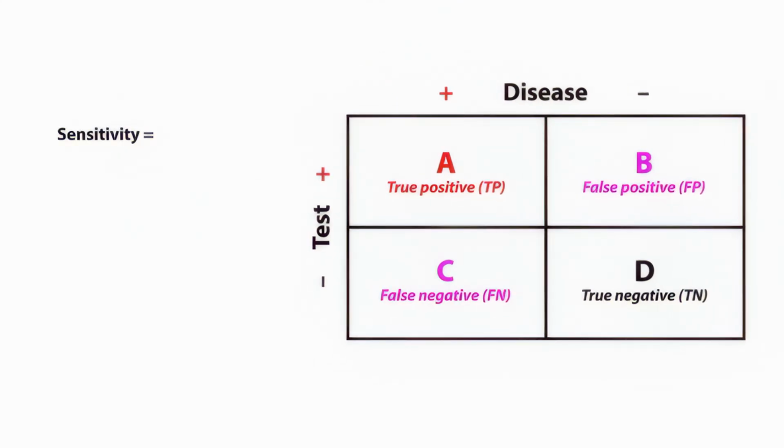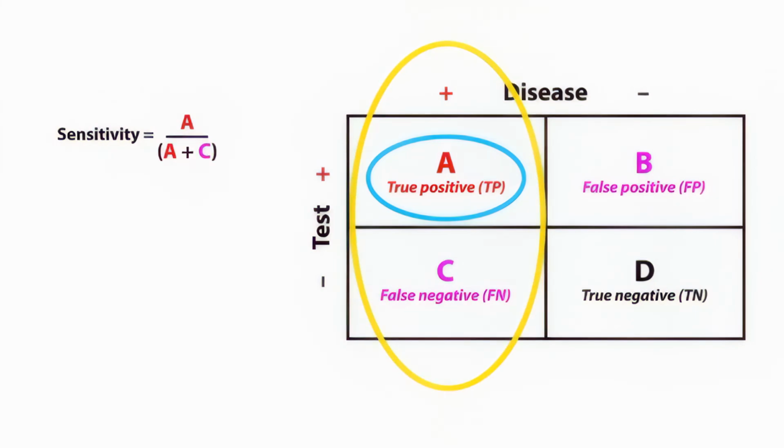Okay, let's first talk about sensitivity. How do we determine the sensitivity of the test? Well, the sensitivity is a calculation of all the true positives divided by everyone who actually has the disease. That is, the true positives plus the false negatives. So true positives are in the numerator, and the true positives plus false negatives are in the denominator. This is the proportion of people with the disease who get a positive test result.